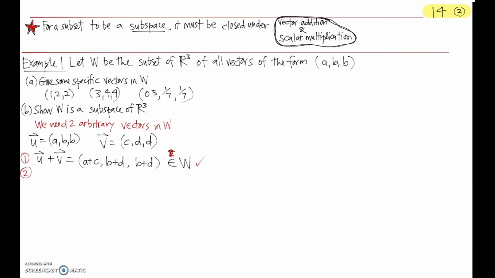The next job is to show it's closed under scalar multiplication. So we say, okay, we need a scalar. We don't want to use C because it's being used somewhere else in vector V. So we'll say, let K be a scalar, just some real number.